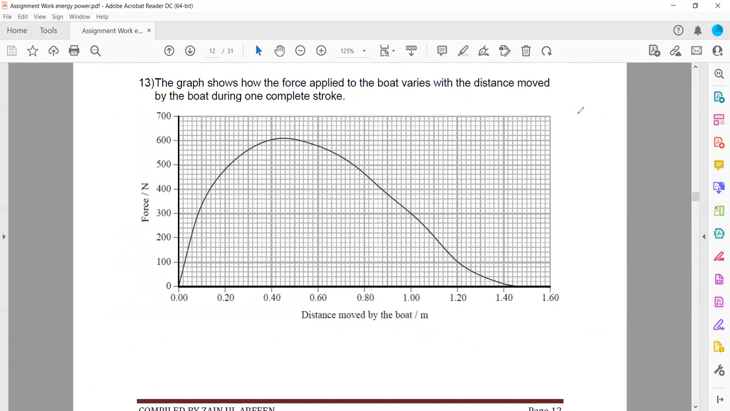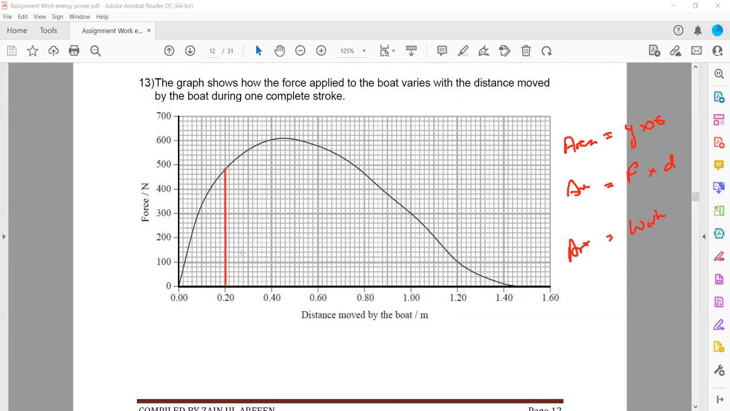Whenever a force and distance graph is there, remember, the area under the graph is equal to the quantity on the y-axis multiplied by the quantity on the x-axis. On the y-axis we have force, on the x-axis we have distance. So force into distance is work or energy. So basically, the area of the force and distance graph will give us the work or energy. Now it's a non-linear graph, so we have to divide it into sections.